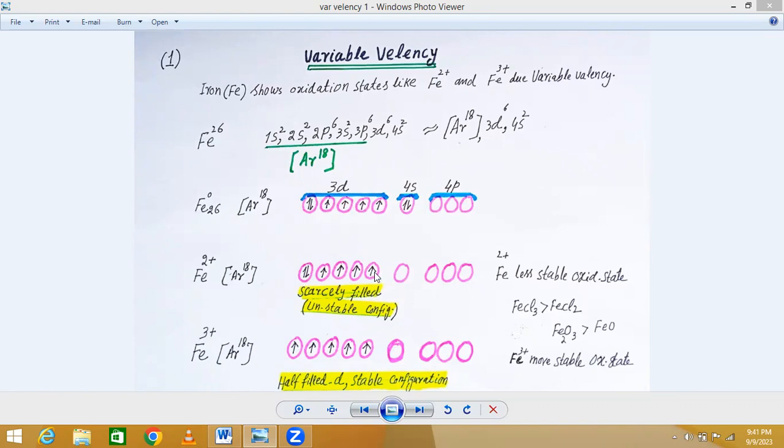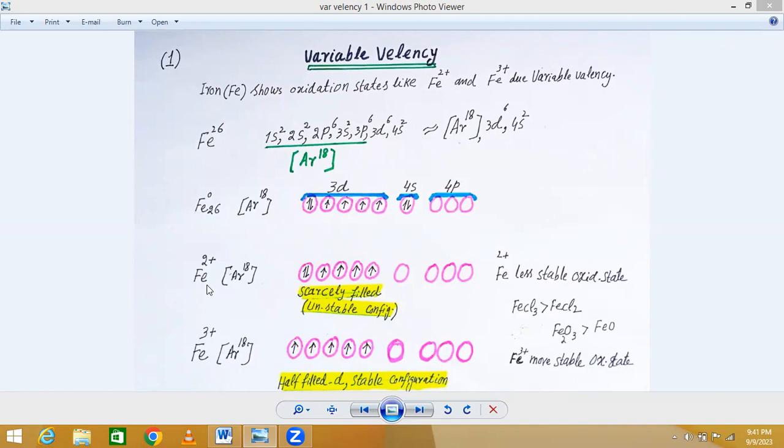Now in 3d there are 6 electrons, and if 1 electron from this orbital is lost, Fe 3 plus would be attained, and the configuration can be written as, in 3d there are 5 electrons. So this is the half-filled configuration. It is half of 10. So this is a stable configuration. That is why the ferric ion is more stable than the ferrous ion.